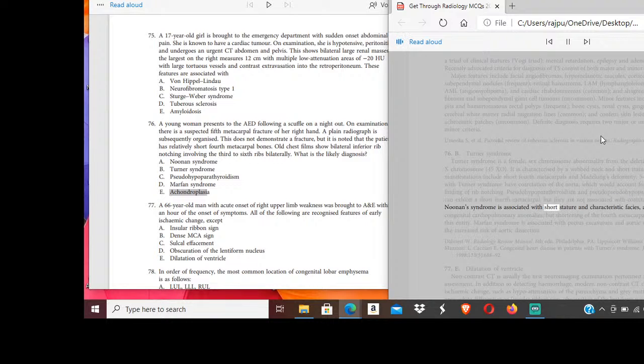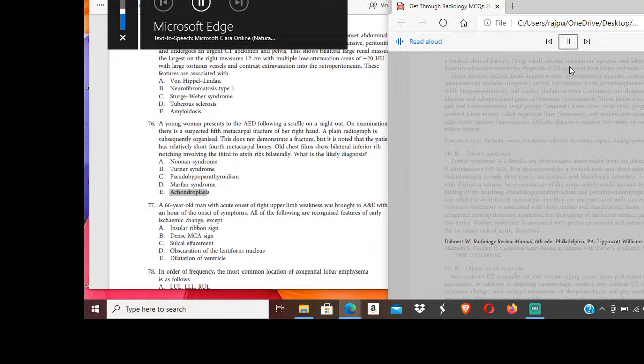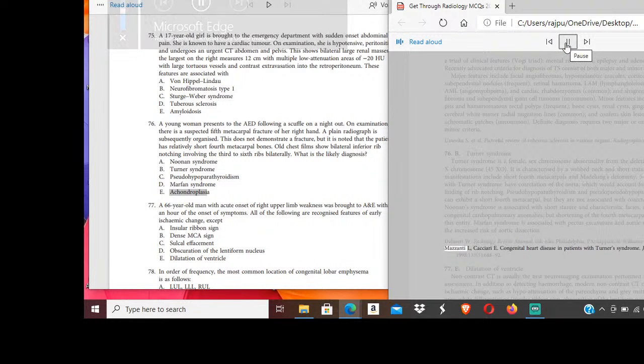Noonan syndrome is associated with short stature and characteristic facies, along with other congenital cardiopulmonary anomalies, but shortening of the fourth metacarpal is not a feature of this entity. Marfan syndrome is associated with pectus excavatum and aortic root dilatation with the increased risk of aortic dissection. Dähnert W. Radiology Review Manual, 6th ed. Philadelphia, PA, Lippincott Williams and Wilkins, 2007:174. Mazzanti L, Cacciari E. Congenital heart disease in patients with Turner syndrome. J Pediatr 1998, 133, 688-692.